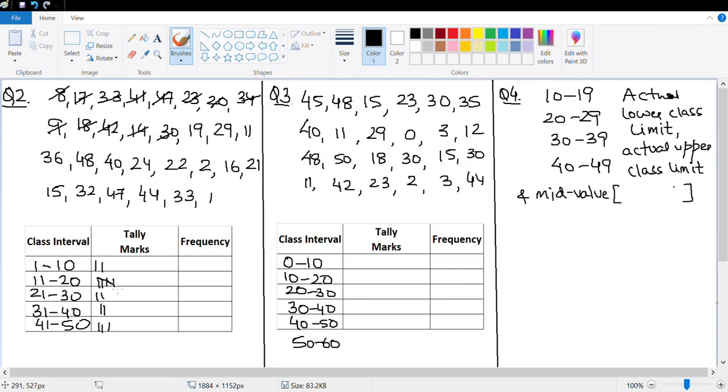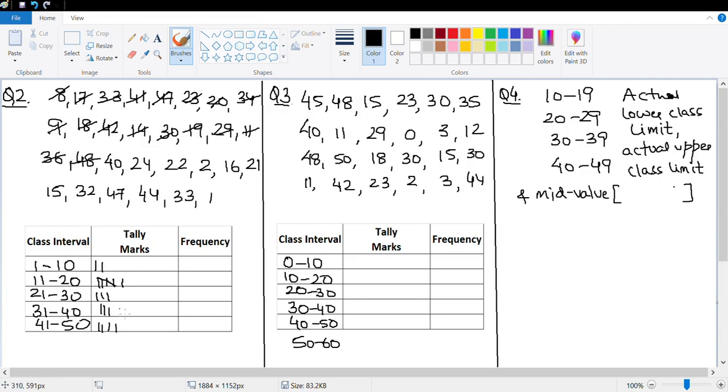If you remember your tally marks, you draw 4 vertical, and then you cross to make a group of 5, easier to count. So this was my 19. Next is 29, which is 21 to 30. Next is 11, which is here. Next is 36, which is here. 48 is between 41 to 50.